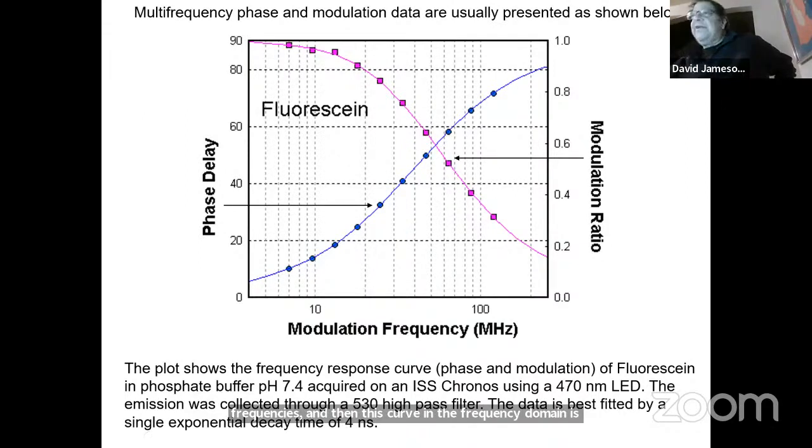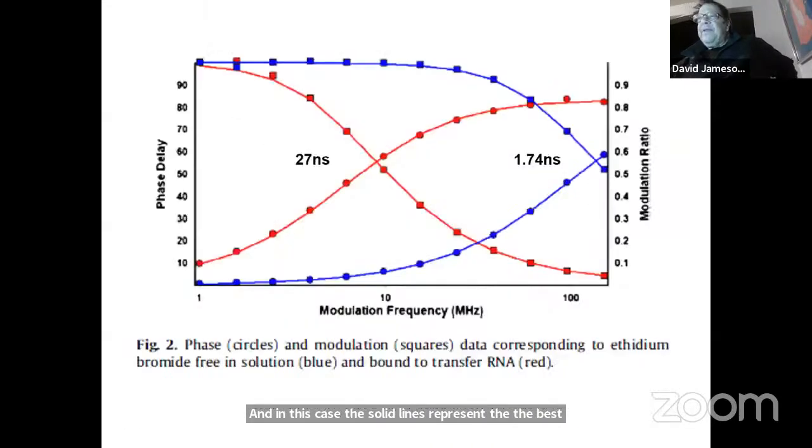And believe me, after you've done enough of these, you begin to get a feeling just from the shape of the curve what's going on. And then I won't go into the details of fitting the data, but you get the best fit through the phase data points and the modulation data points. You don't fit the lifetimes, you fit the data points, okay? And in this case, these solid lines represent the best fit, which in this case was a single exponential decay of 4 nanoseconds. Now, what if you have different values?